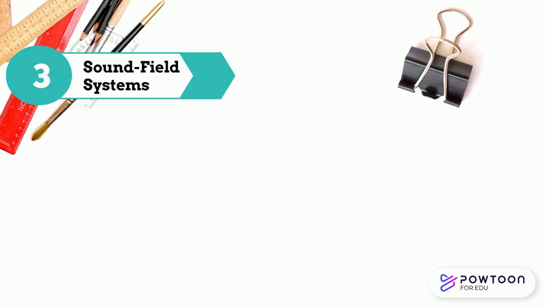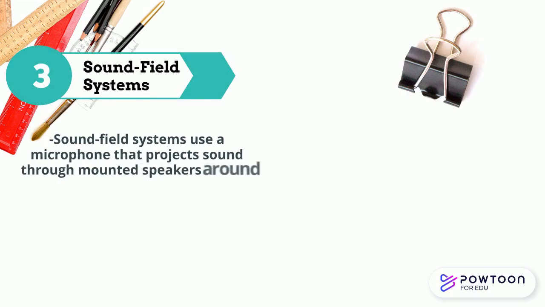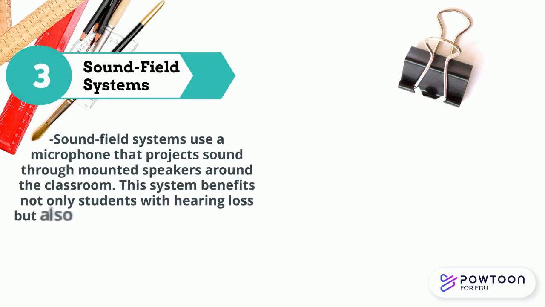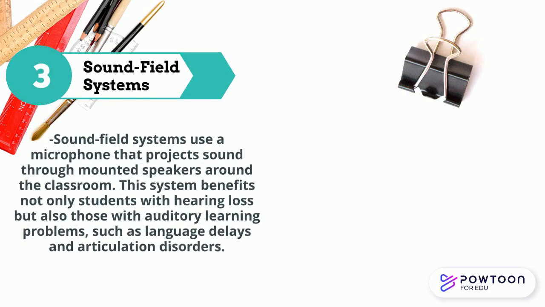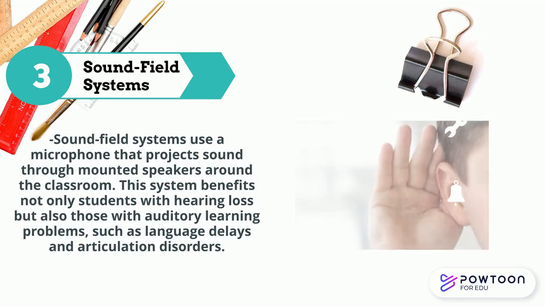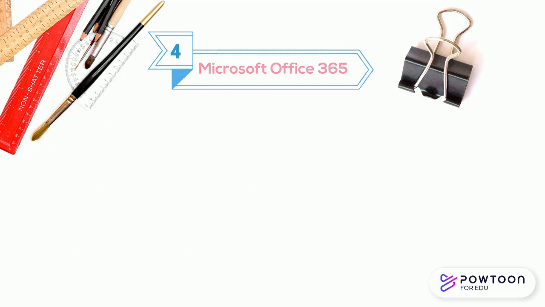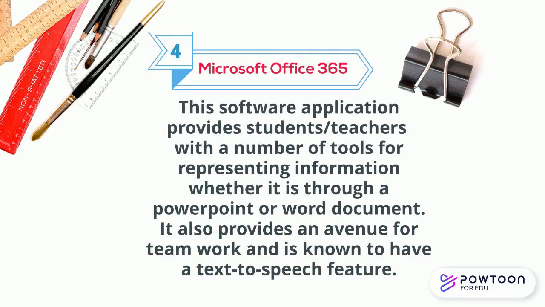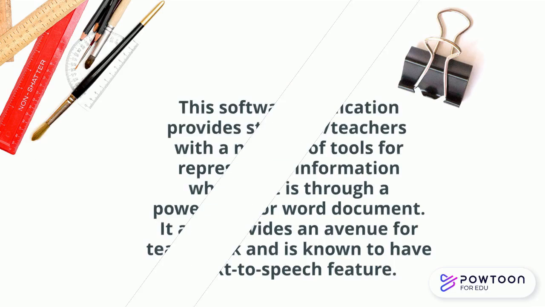Number 3, Soundfield Systems. Soundfield Systems use a microphone that projects sound through mounted speakers around the classroom. This system benefits not only students with hearing loss, but also those with auditory learning problems such as language delays and articulation disorders. Number 4, one that is known to us, Microsoft Office 365. This software application provides students and teachers with a number of tools for representing information, whether it is through a PowerPoint or Word document. It also provides an avenue for teamwork and is known to have a text-to-speech feature.